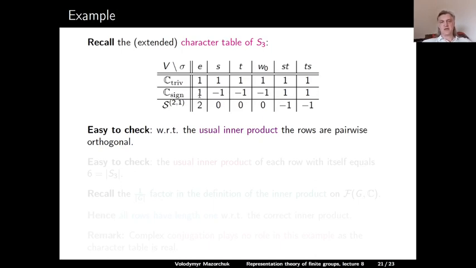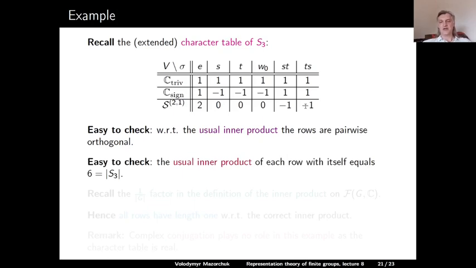And the usual scalar product between the second and the third row, 2, 0, 0, 0, minus 1, minus 1, it's also 0. So in fact, if you take two different rows, it's very easy to check that the usual inner product is 0. So now if you take the row with itself, you will have 1, 1, 1, 1, 1, 1. The sum is 6. And here we have 1, minus 1 squared is 1, 1, 1, 1, 1. The sum is 6. Here we have 2 squared, 4, 0, 0, 0, 1, 1. The sum is again 6.